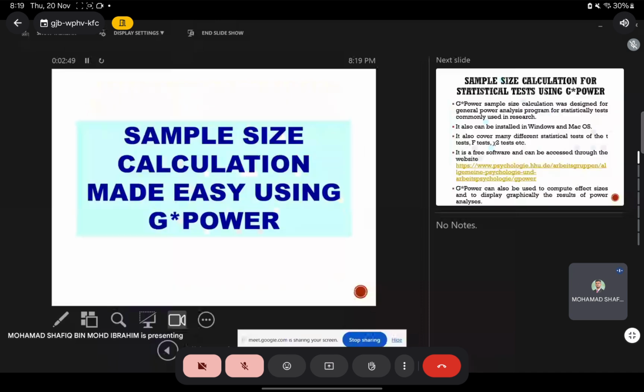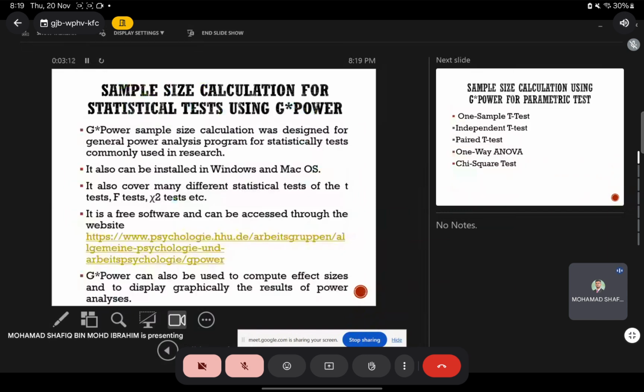Okay, so now next we go for the sample size calculation using G power. So before this, there was one based on descriptive, one as well for the two groups. So basically for the sample size calculation using G power, G power is designed as a general power analysis program for statistical tests commonly used in research. It can be installed in Windows, Mac, and it covers many different statistical tests. It's free software and can be accessed through a website.